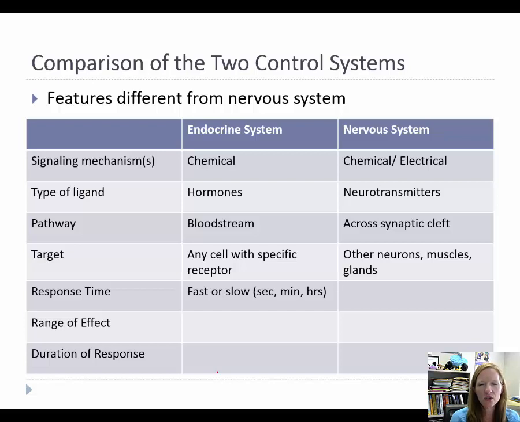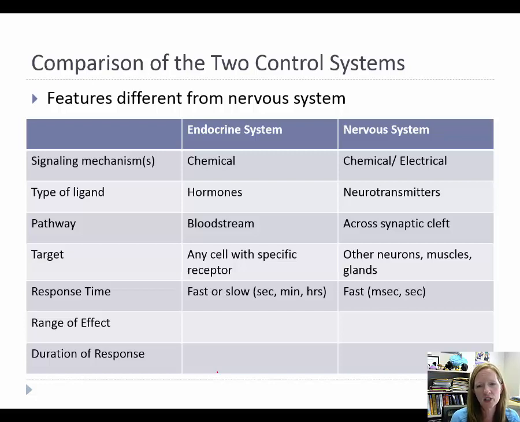Endocrine system, it's going to be slower than the nervous system, and I know that it says on here fast, and when I say fast I mean seconds. Compared to the nervous system is a lot faster. It's usually immediate. I mean, you want it to be immediate with the nervous system, right? Hey, I need to contract my arm, so you want it to be pretty immediate.